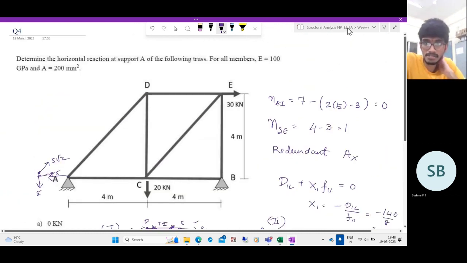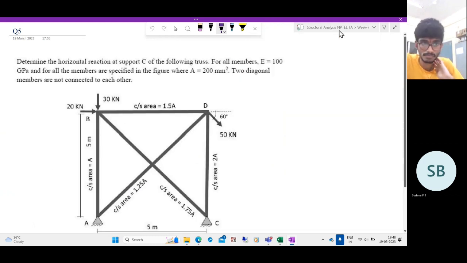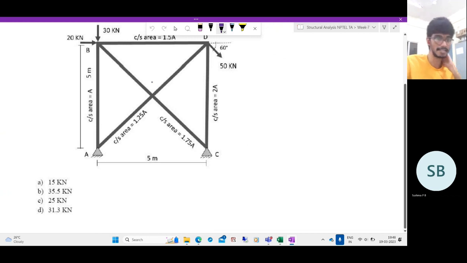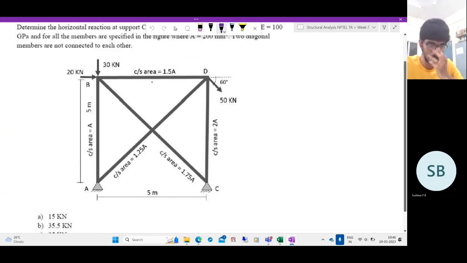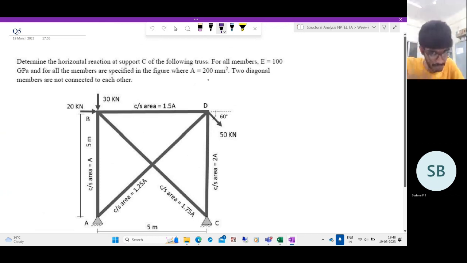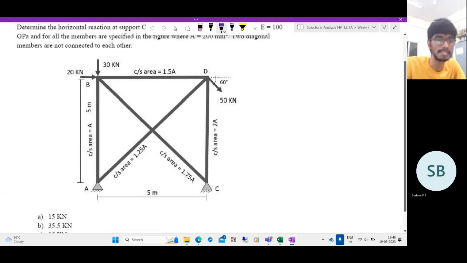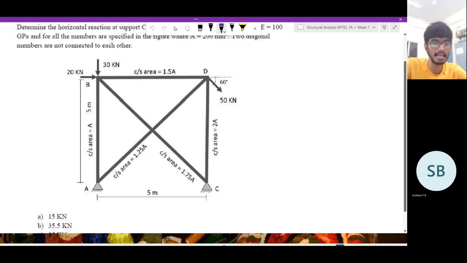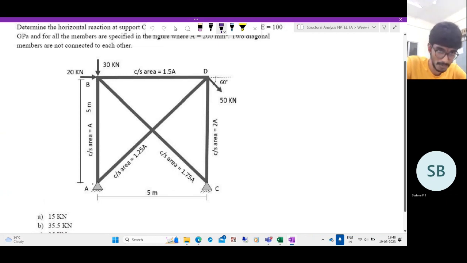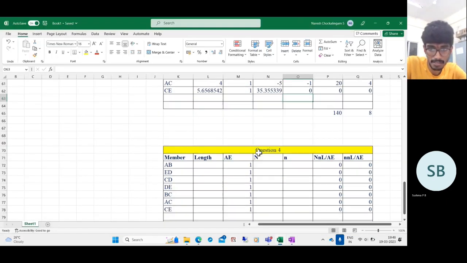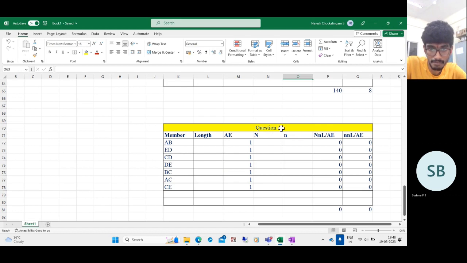So let's go to the next question. Determine the horizontal reaction at the support C for the following truss. All the members are having the same AE and two diagonal members are not connected to each other. Here we have to be a bit careful because all the members are not having the same AE. That's important. They are having different AEs. So let us first fill in these AE values. So let us do question 5.